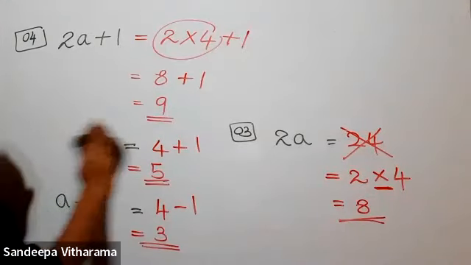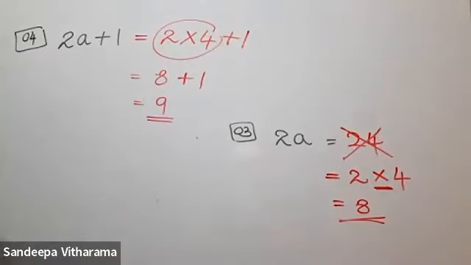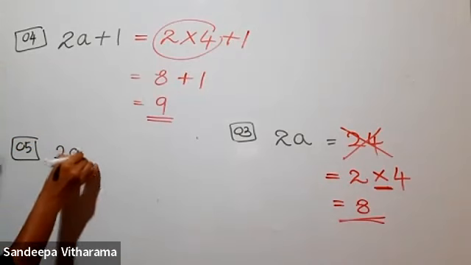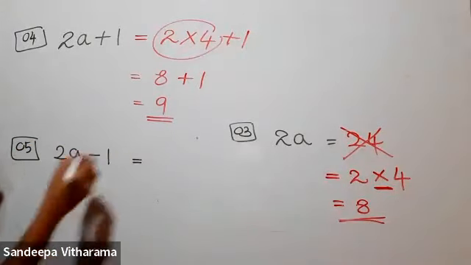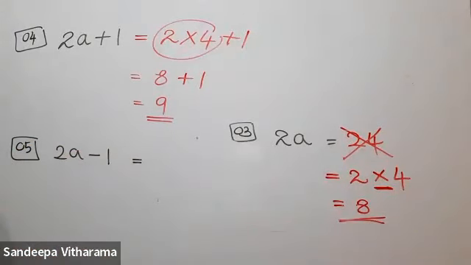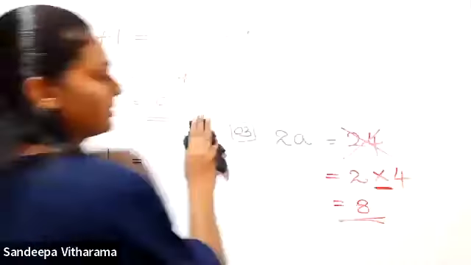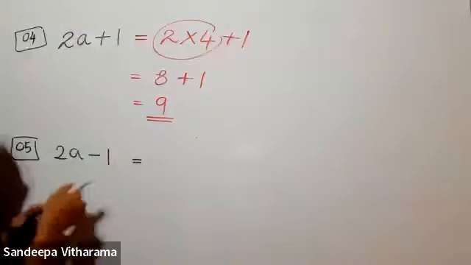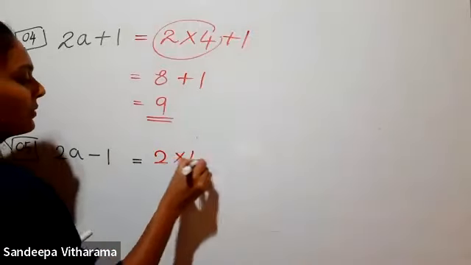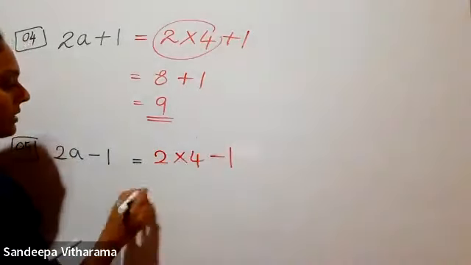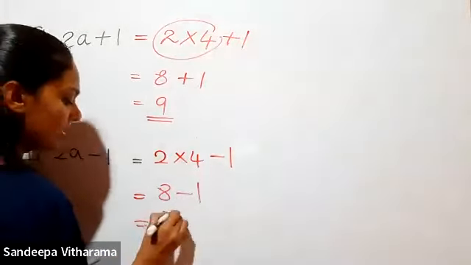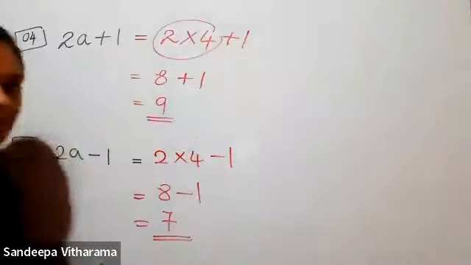Then if so, tell me the answer for this last question. This fifth one, 2a subtract 1. What is the answer? 7. Yes, it is 7. 2 into 4 subtract 1. 2 into 4 is 8, subtract 1. Answer is 7. Okay.